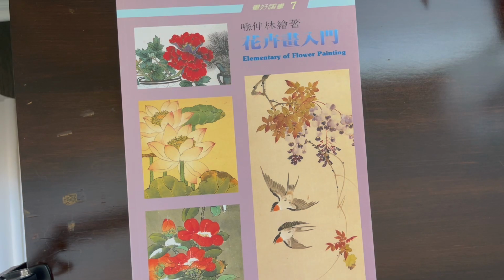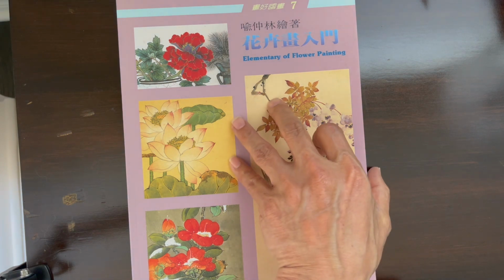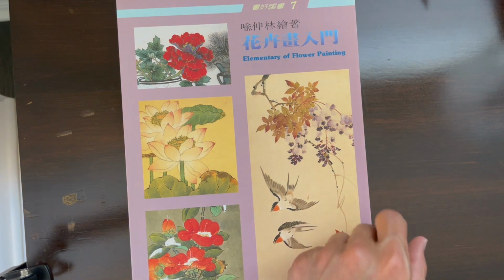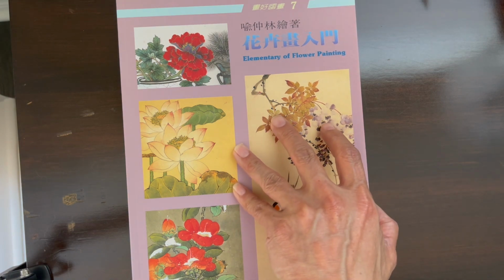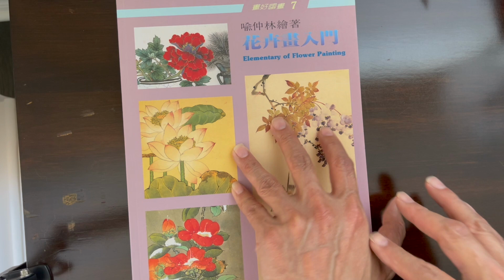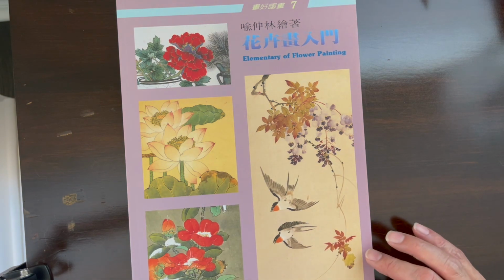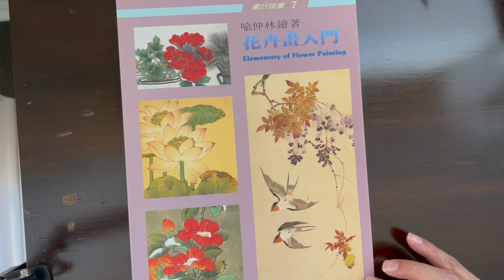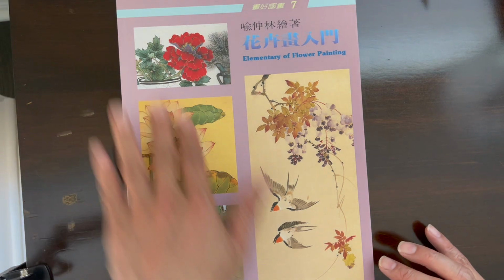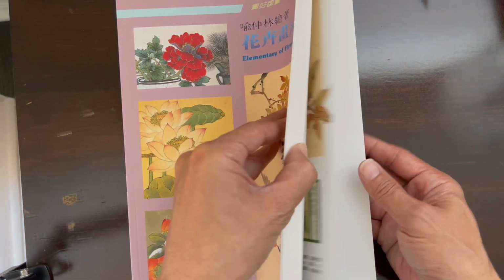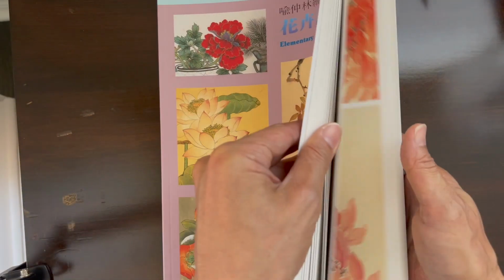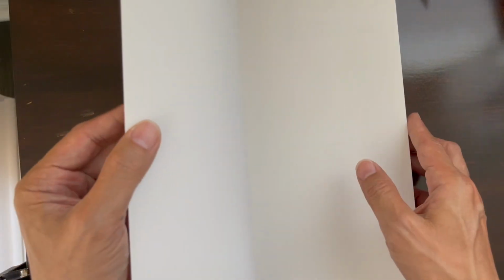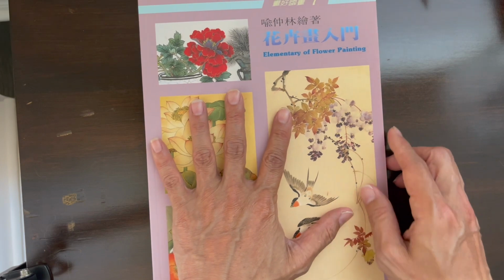It is time for another book review, and today we are reviewing a book called Elementary of Flower Painting by Yu Chung-lin. Before we get into the details of the book, the general statistics are: it is a very popular size, 8 1/4 inches wide by 11 3/4 inches high. It has approximately 173 pages, and it has text in both English and Chinese.